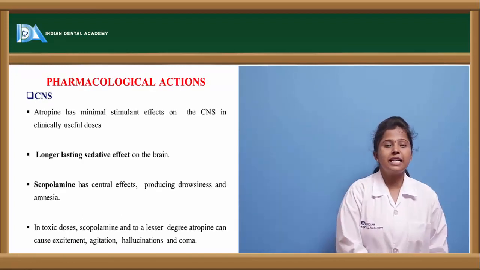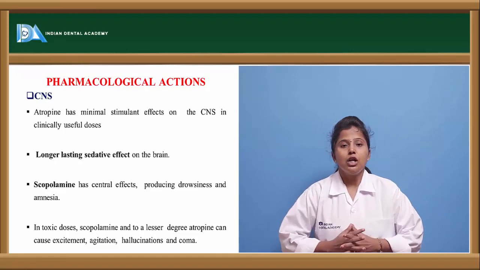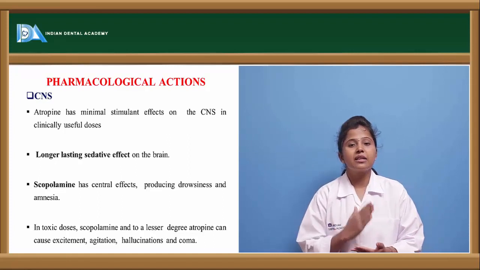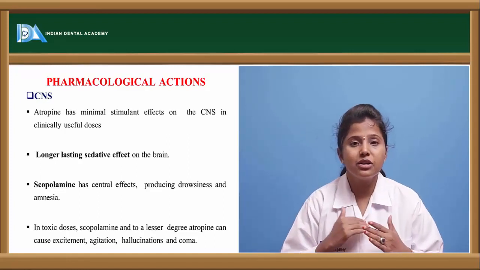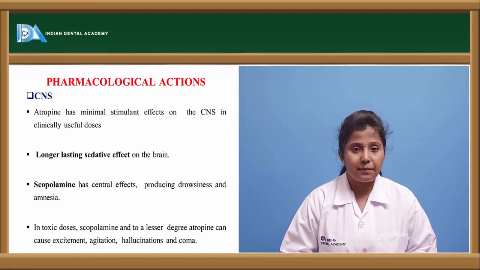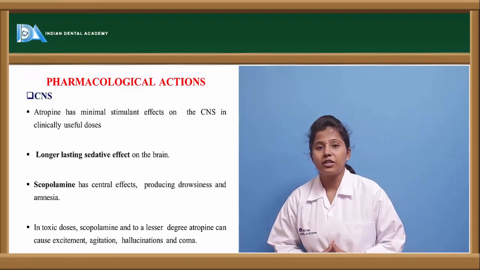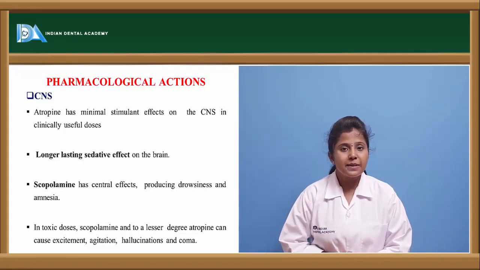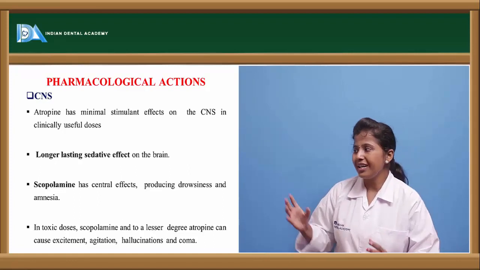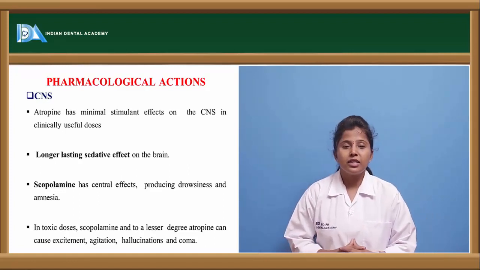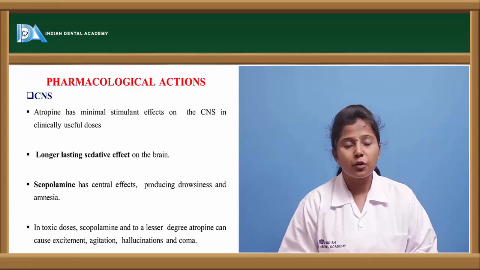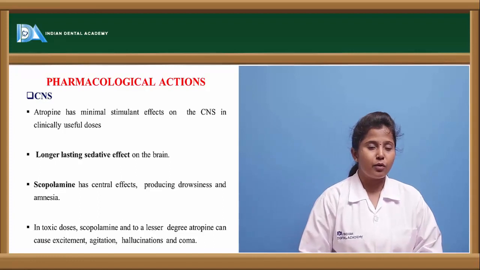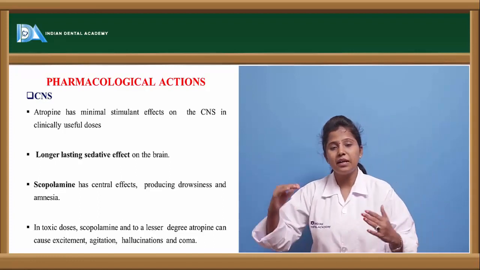Let us see the pharmacological actions of these antimuscarinic drugs. They all have the same action: inhibiting the release of acetylcholine from the synaptic nerves. The pharmacological actions differ based on the selectivity towards the receptor as well as the location of the receptor. Atropine is a prototype drug, and most of the antimuscarinic drugs mimic the action of atropine, so let us take atropine as an example and show the effects.